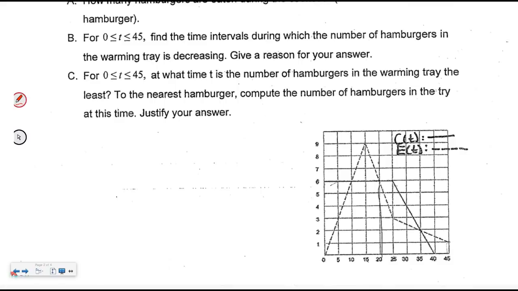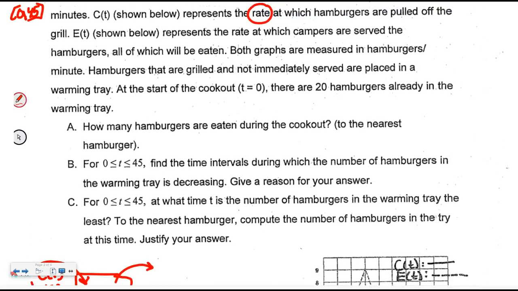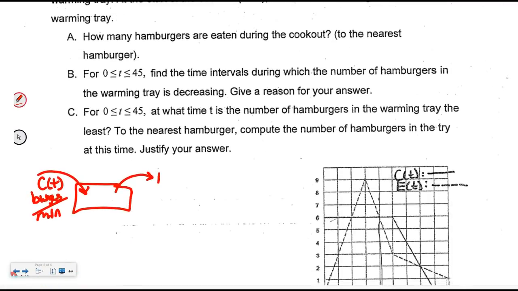So here's what we've got. We've got this bin that's holding burgers, and they're taking them off the grill and putting them into the bin at a rate of C of t burgers per minute. All right, then the campers are coming to the cookout and they're taking them out and eating them. And that is given a different title. Let's go see what it is. I haven't done this since last year. So E of t shows the rate, again a derivative, at which campers are served the hamburgers, of which all will be eaten. So they're saying everyone that is served gets eaten. So I would call that a rate out, which is also in burgers. So I'm just going to write burgs per minute.